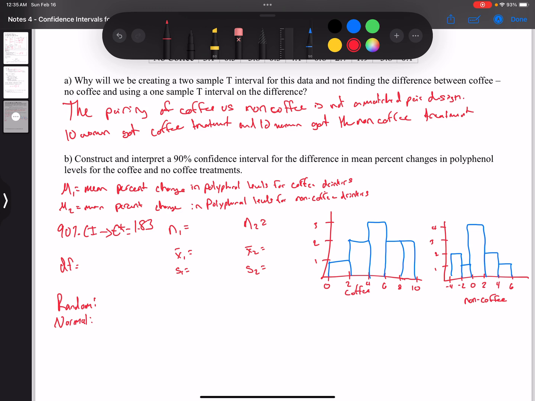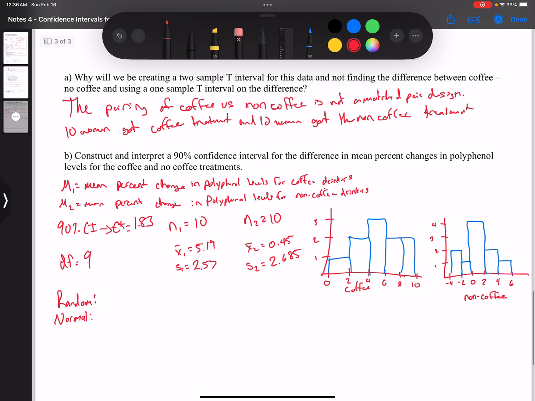Okay, and then let's look at our two samples. N1 is 10 with an x bar of 5.19. Again, using one variable stats to find this. Standard deviation is 2.57, and then N2 was also 10 with a mean of 0.45 and a standard deviation of 2.685. Okay, which means our degrees of freedom, and we're going to take the smaller of the two. Both of these are 10, so it's pretty easy. The degrees of freedom is going to be 9.